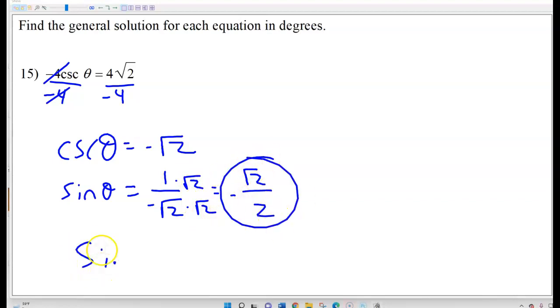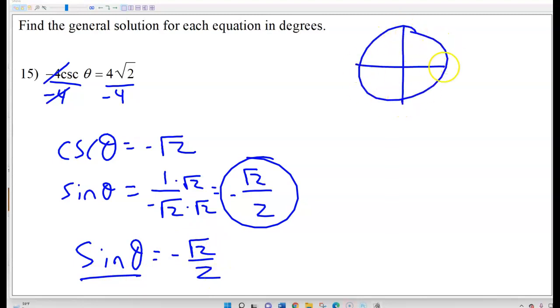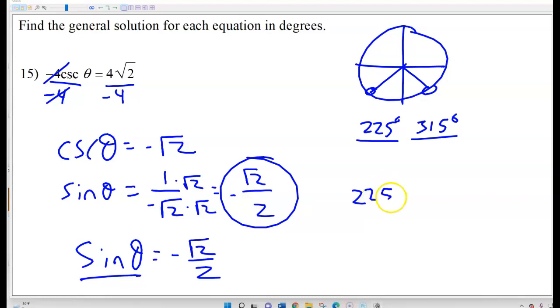So I'm looking on my unit circle for where the y value is negative radical 2 over 2. And on my unit circle, there are 2 places where that occurs. One place is down here, and the other one is down here. And those angles are 225 degrees and also 315 degrees. So there's my 2 answers. Now, since we're dealing with cosecant, we do need our general solution to include both answers. And we add to them 360n.